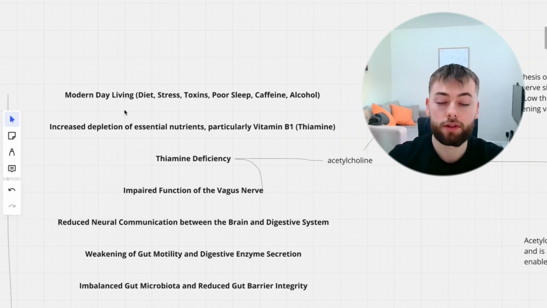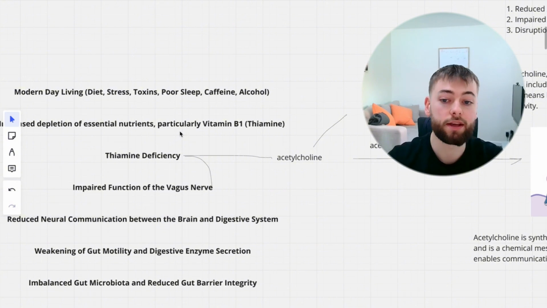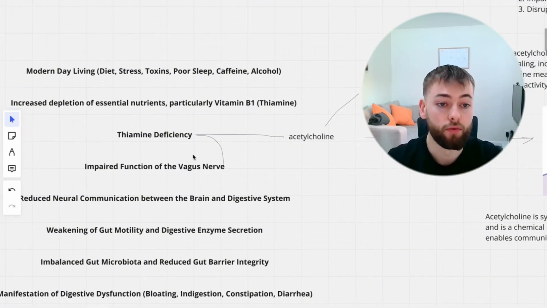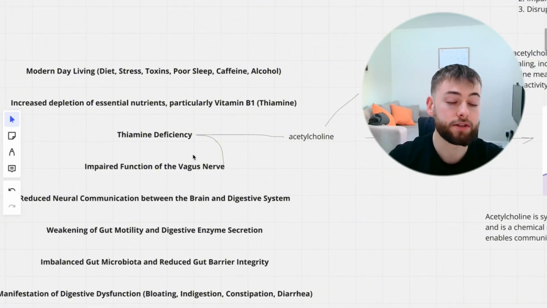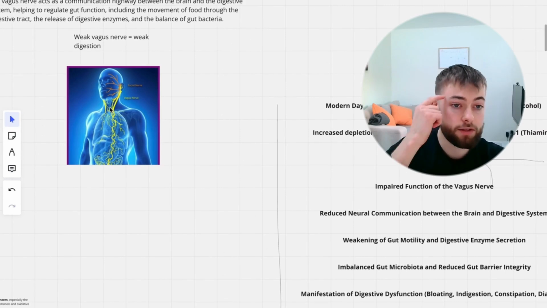So when we're doing these modern day things, high carb, poor sleep, caffeine, alcohol, it's going to deplete the essential nutrient B1. Now, a thiamine deficiency is then going to impair the function of our vagus nerve. If you don't know, the vagus nerve is so important for our digestive system. Essentially, the vagus nerve is what connects our mind to our gut.